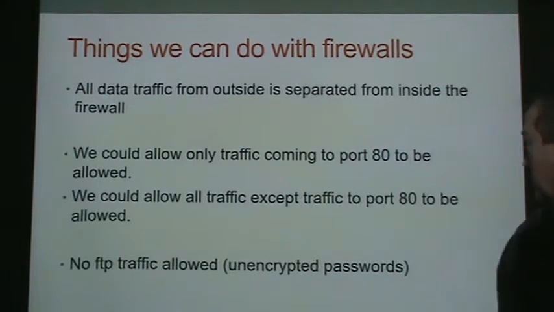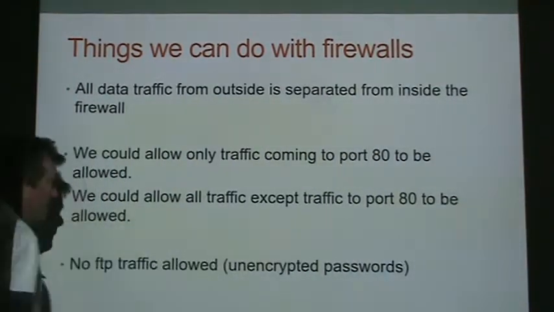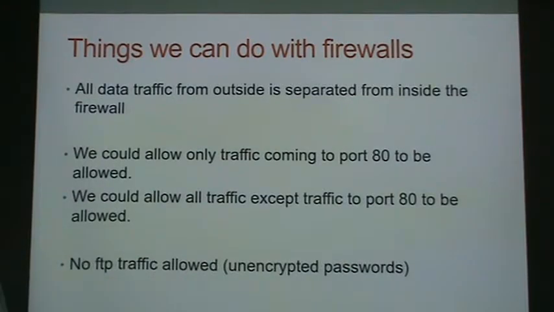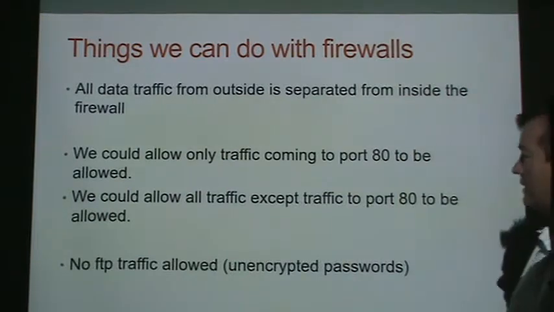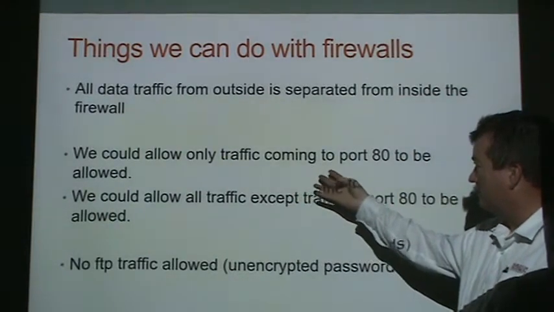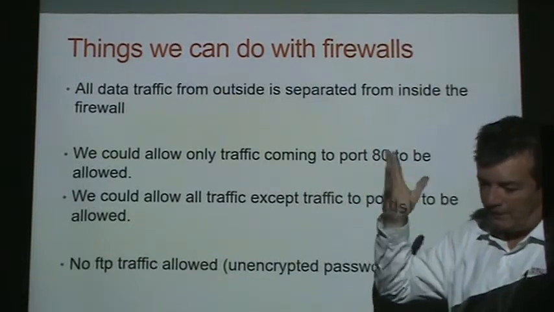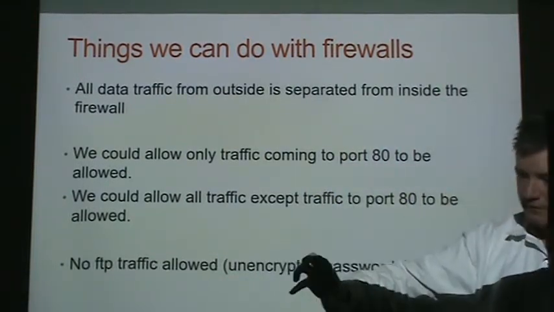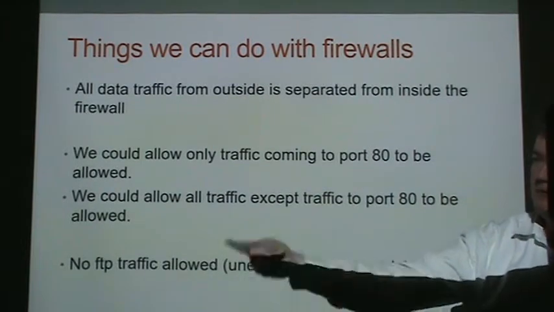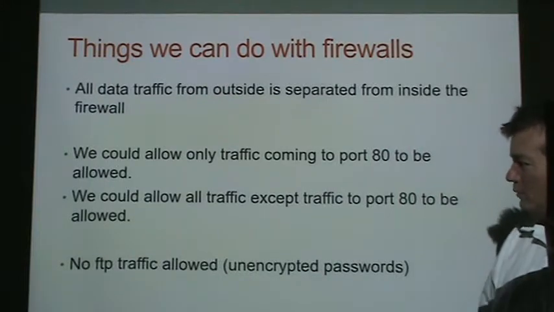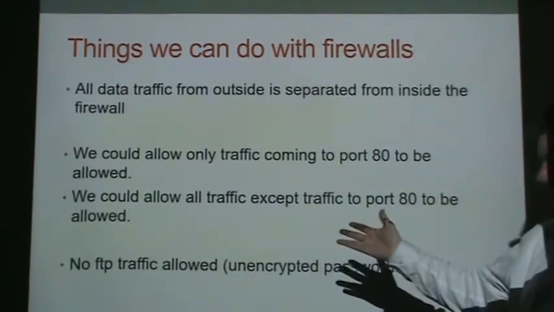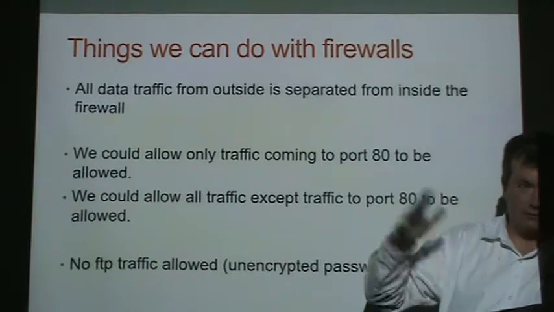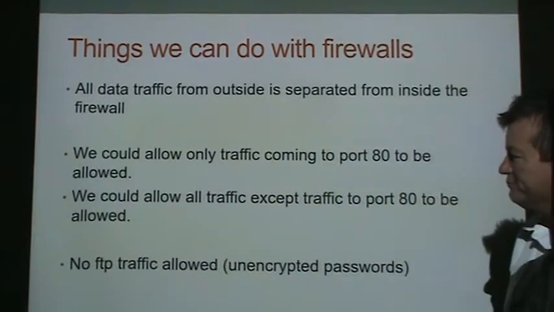So things that we could do with a firewall is have all data traffic from the outside separated from the inside for the firewall. We could allow only traffic coming in, for example, we could say only let traffic coming in from messages from port 80. So let's say we had, well, this is a little outdated, but let's say we had a web server and we only serve up pages on port 80. So only messages coming into us asking for port 80 would be allowed through. And we could allow all traffic except traffic that is on port 80. So that would block anyone trying to get to our server looking for web pages. If we decided we want to shut that off.